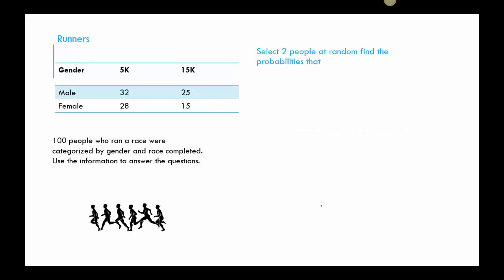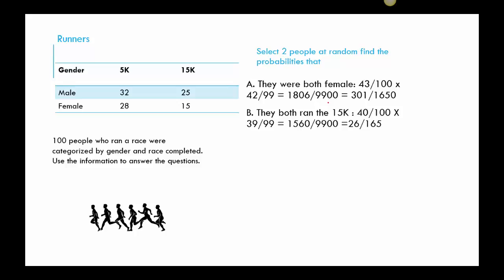All right, let's see how you did. So let's go to A, both females. All right, so adding up the 28 and the 15, that gave me 43. So I had 43 females that ran these races out of 100. Once I pick one of them, now I have 42 left and 99 left. That gave me 1,806 over 9,900, or 301 over 1,650.